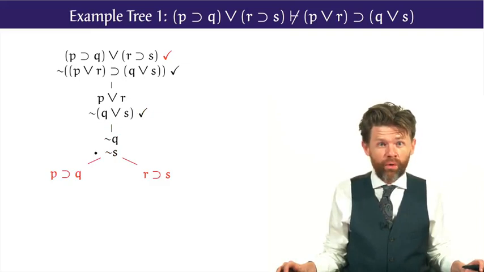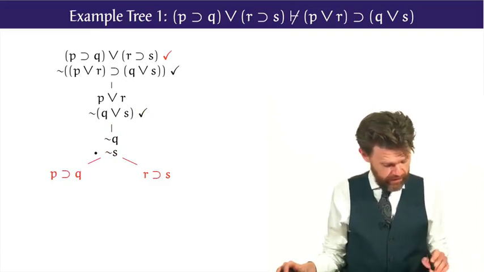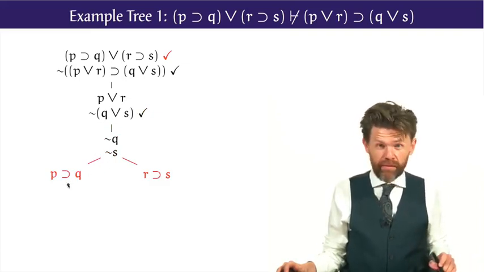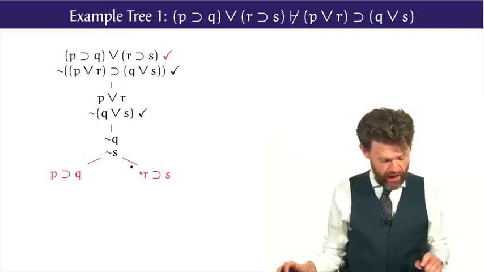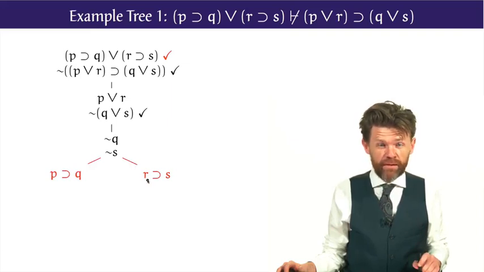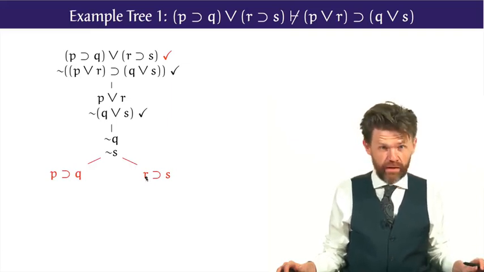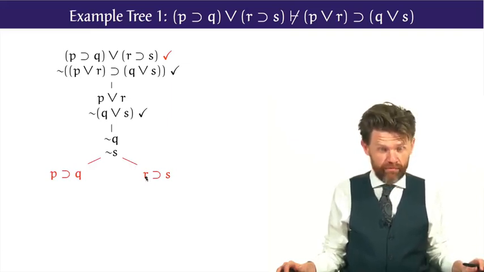P implies Q or R implies S, I tick that, and I get two branches. P implies Q branch is one option, that's one way for the disjunction to be true. The R implies S branch is the other option, it's the other way for the disjunction to be true. So now I've got these two branches left.